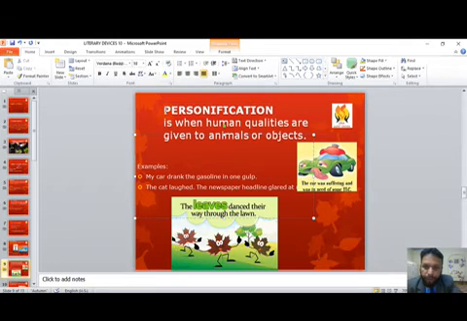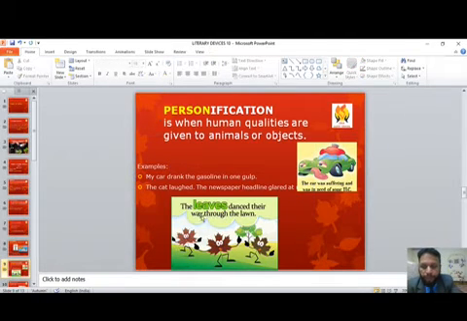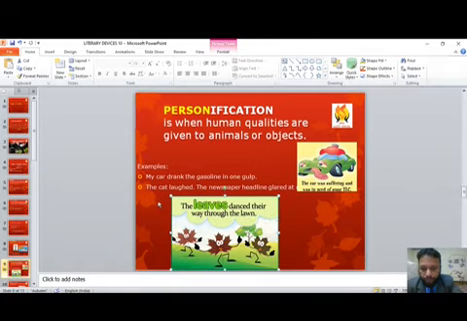Next one, this one is my favorite, personification. I want you to focus on the word person. Person means a man, a human being. So personification means when human qualities are given to animals or objects. I want you to recall the newspaper moving in the movie Harry Potter. You will find that the newspapers speak, they move. So this way we can say that the writer has used personification.